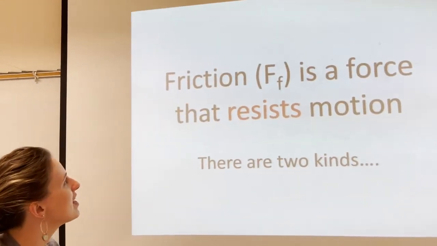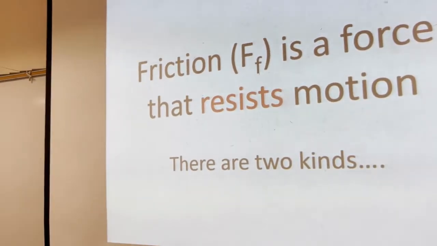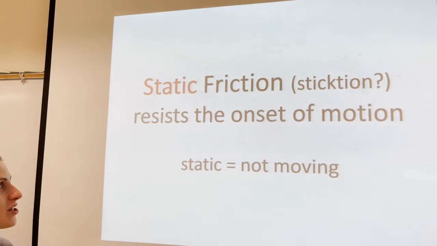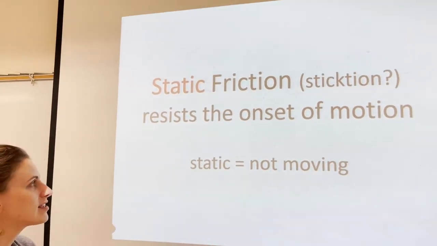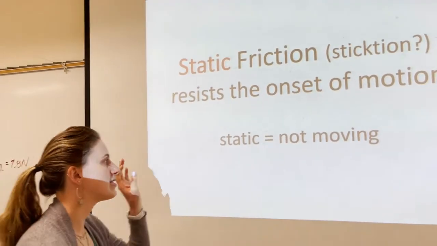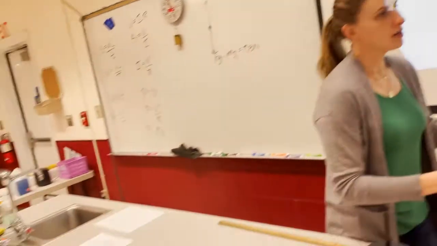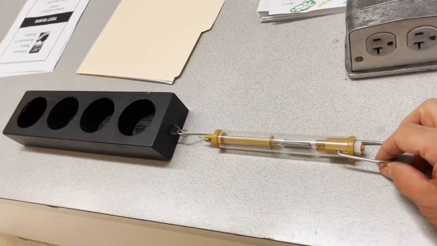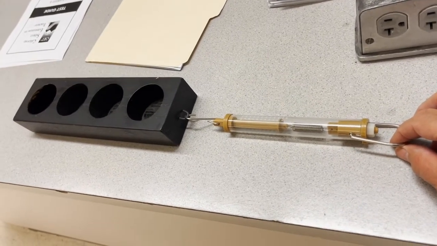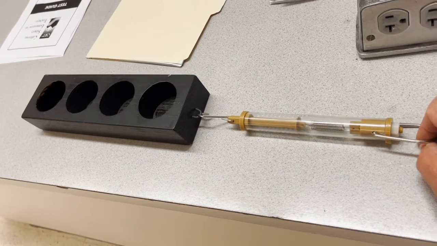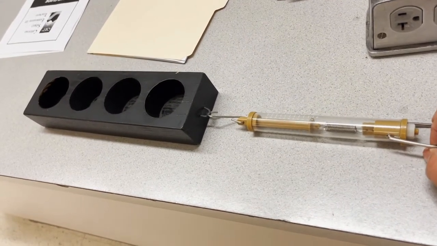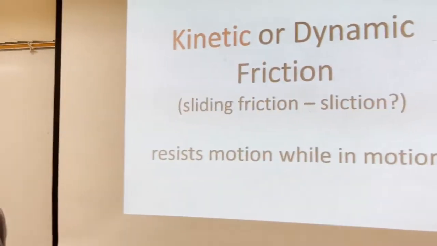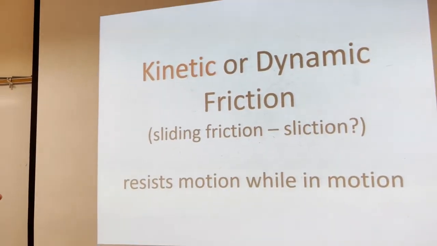The force of friction is a force that resists motion. There are two kinds. Static friction resists the onset of motion. So static is not moving. How much does it take to get the thing moving? If you have this right here, it's not moving. I exert a force, and then it starts moving. So static friction is how much friction there is just before it starts moving.